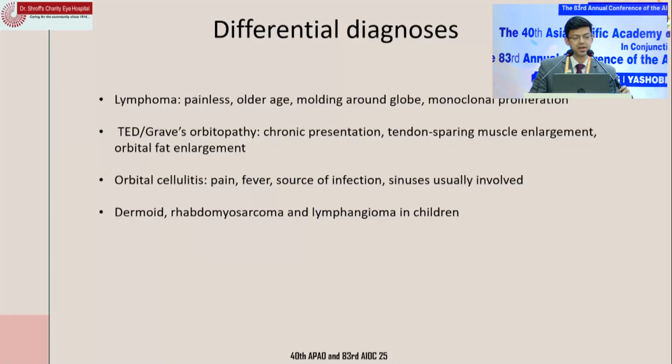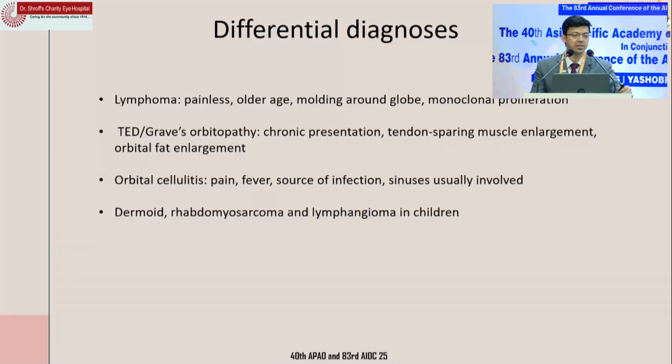Then thyroid eye disease is another very close differential for IOID. But unlike IOID, thyroid usually has a chronic presentation, and the patient may have a history of thyroid disorder also. There will be lid signs, external signs. Apart from that, when you perform imaging, unlike IOID, there will be tendon sparing muscle enlargement, which is known as the Coca-Cola sign. And you'll also see orbital fat enlargement.